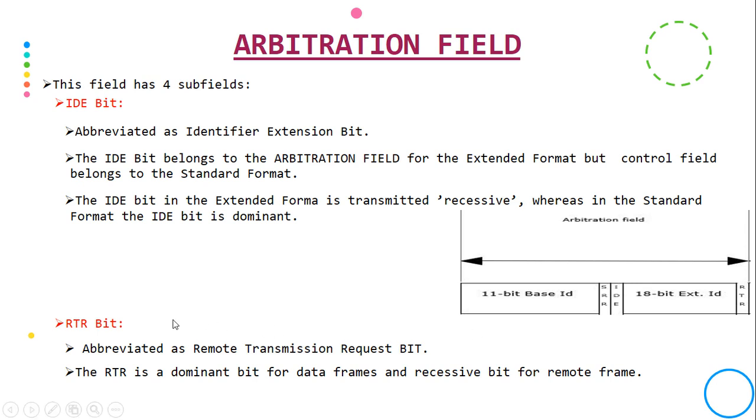Next comes the RTR bit, abbreviated as remote transmission request bit. RTR is a dominant bit for data frame and recessive for the remote frame.